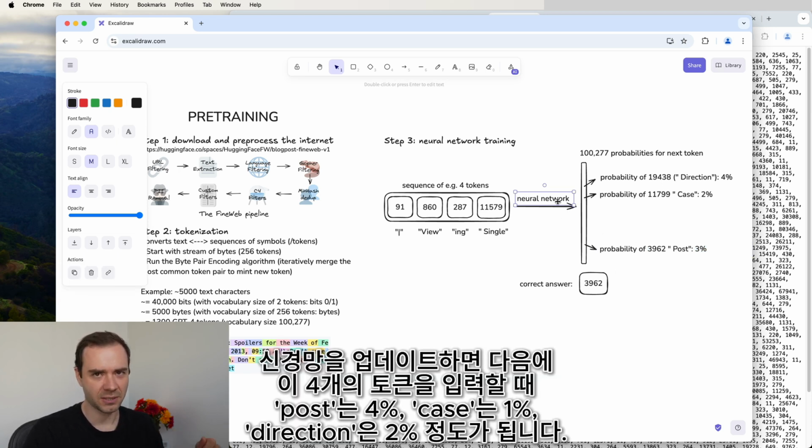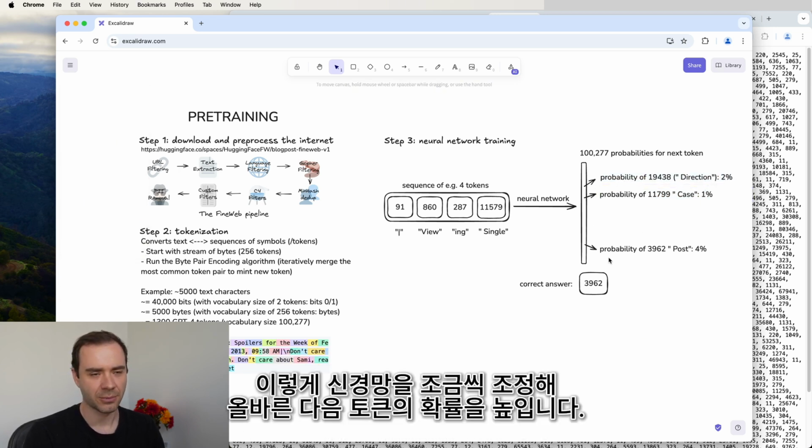So if I do an update to the neural network now, the next time I feed this particular sequence of 4 tokens into the neural network, the neural network will be slightly adjusted now, and it will say, okay, post is maybe 4%, and case now maybe is 1%, and direction could become 2% or something like that. And so we have a way of nudging, of slightly updating the neural net to basically give a higher probability to the correct token that comes next in the sequence.